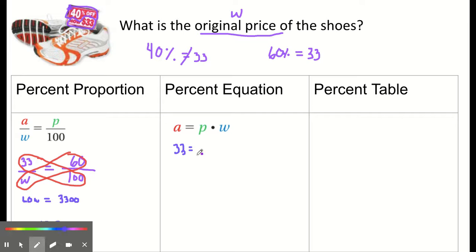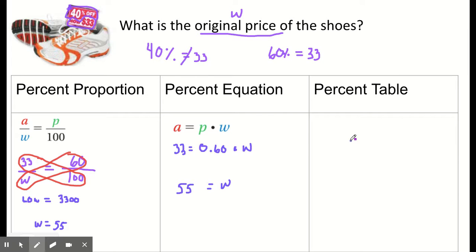Let me write that as a decimal though. And we're going to multiply that by the whole. Now to get the W by itself, you have to divide both sides by 0.6. So I'm going to take 33 and divide it by 0.60. I got 55.